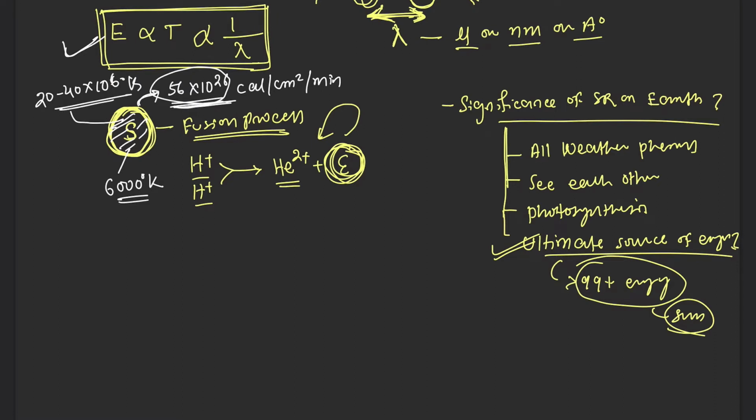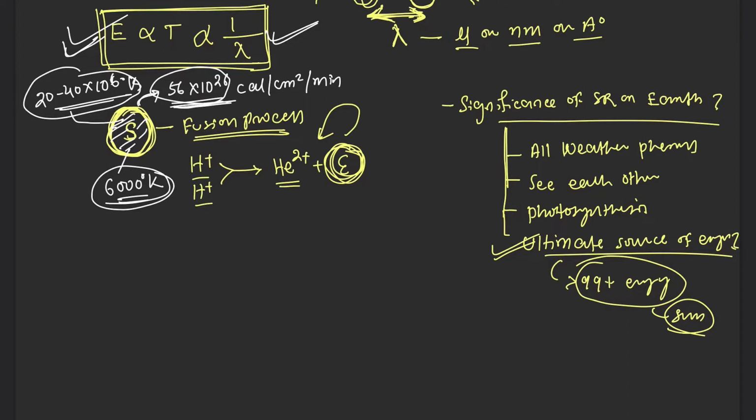That is the inner temperature, in millions of Kelvin, right? So the outer temperature is around 6000 degrees Kelvin, right? So according to our thumb rule, if the energy of an object is higher, that means the temperature of the object will be higher, and the wavelength it will radiate will be shorter, right?